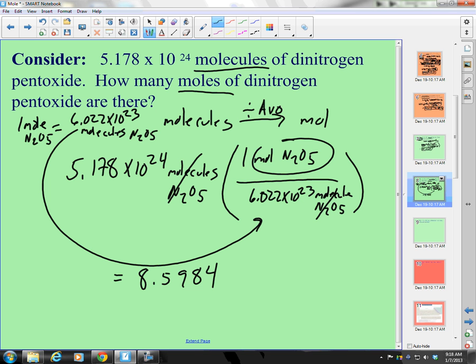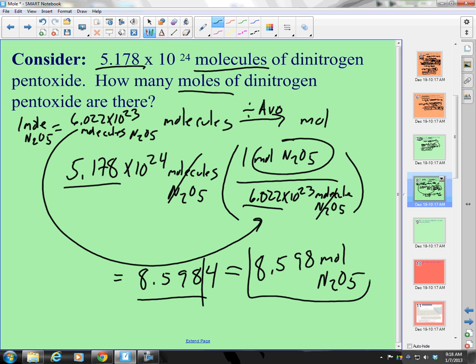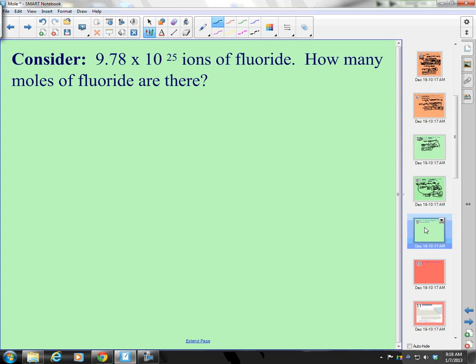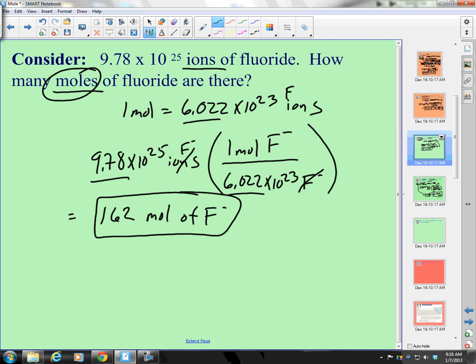8.5984, right? But how many sig figs? I have 4 sig figs here, and I have 4 there, meaning I can have 4 here. So I have to truncate that, and I have 8.598. What are my units? Moles of dinitrogen pentoxide. Winner, winner, chicken dinner. All right, you guys give this one a shot. Wait a minute, that looks the same. We don't have to give that one a shot. We've already done it. Good. Moving on.